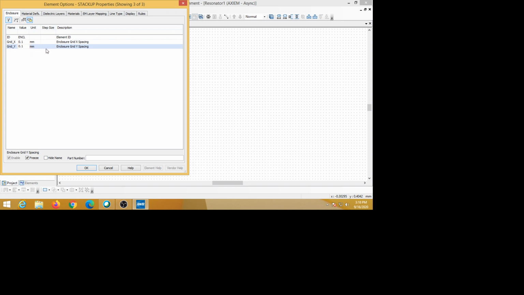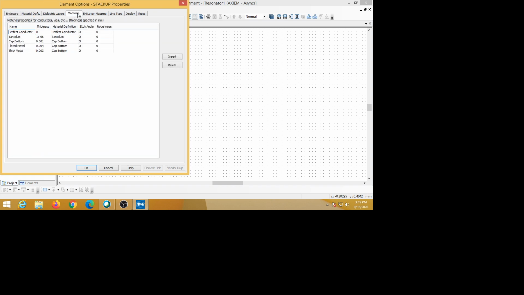Next, what we have to do, we have to define our materials. So go to materials here. In the materials, some materials are already there, actually these materials we are not using. We are using a dielectric material whose permittivity is equal to 2.2 and tan delta equal to 0.001, but those materials are not here, some other materials are there.